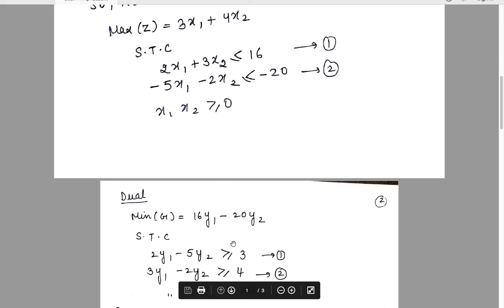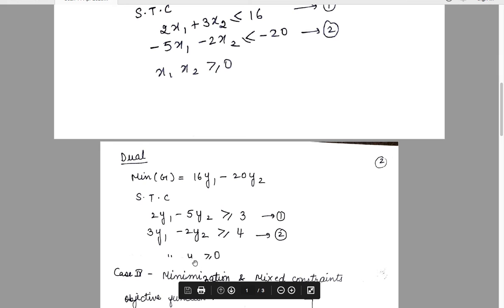Earlier it was less than equals to, now it will be greater than equals to. Greater than equals to, this value we have taken from the objective function of primal, that is 3. For the second constraint, we will take the values in the second column of the primal, that is 3 and minus 2. 3y1 minus 2y2 greater than equals to the value we will take from the objective function, that is 4.